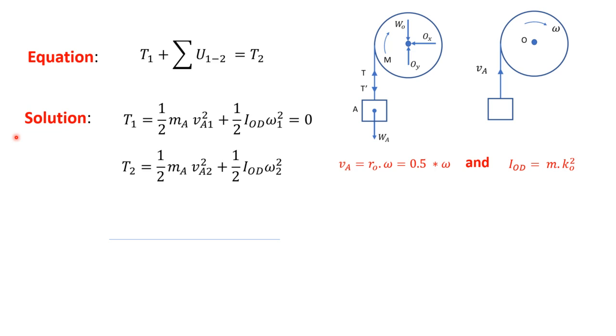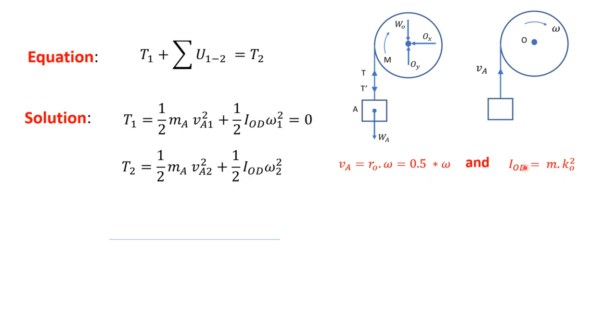Now in T2, we're going to have the particle with VA2 and omega2. Omega2 and V2 are unknown, but we can find a relation between them because VA is equal to RO multiplied by omega, which is the radius of the roller multiplied by the omega of that roller. So VA is equal to 0.5 multiplied by omega, so I can substitute here by 0.5 multiplied by omega, and then the whole equation will be in terms of omega.